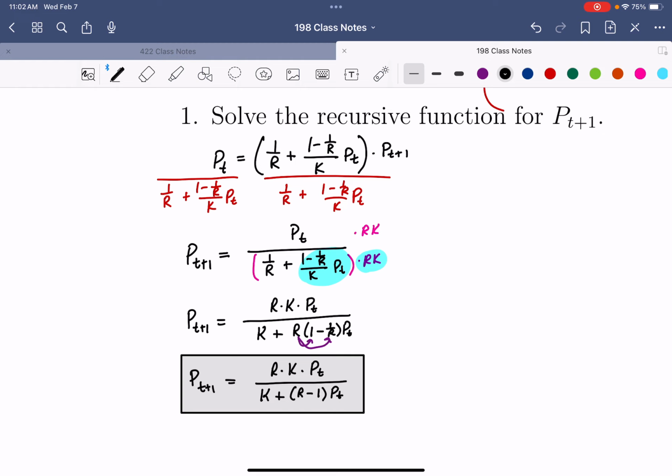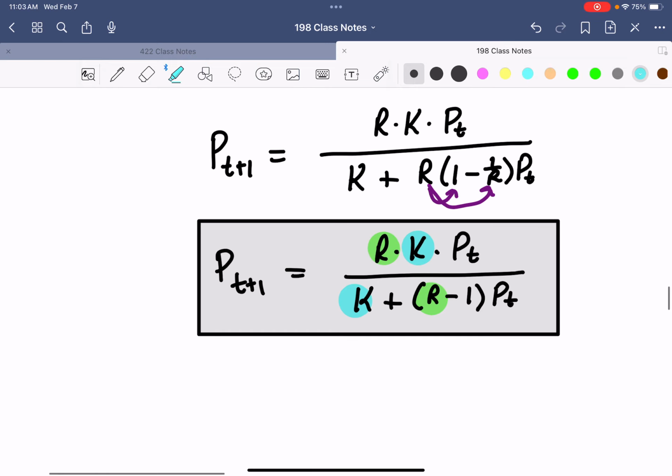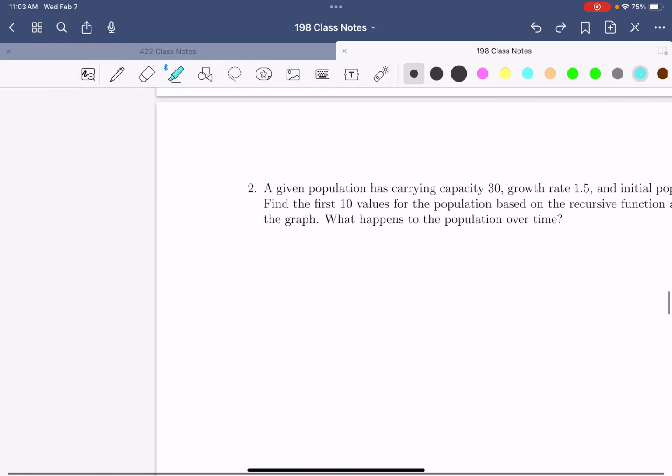So I'm solving the recursive function for p_{t+1}. Now, when we use this, we're going to be given values for r and k. We're going to be told this is the replication rate, and so we're going to plug that in here and here. And then we're told this is what your carrying capacity is, so we're going to plug it in here and here. And that will leave p_t in your function so that you can start with whatever the original population value is, and that's where you're going to plug in your values to generate your population chart. Okay, we'll show you that in a little bit. All right, on to number 2.